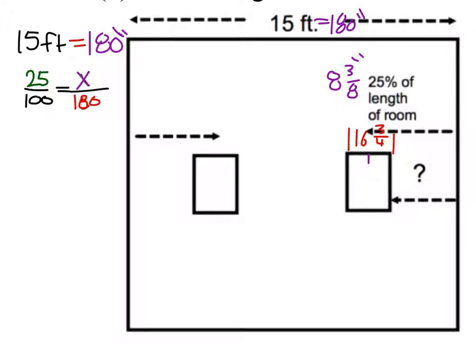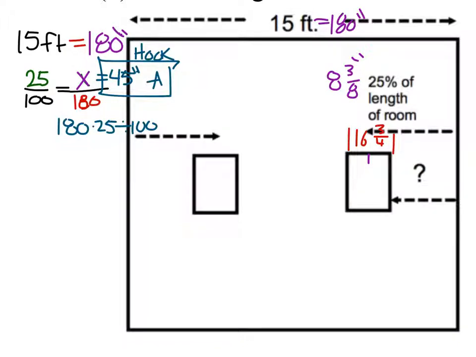So in solving this, we will multiply 180 times the 25 divided by 100. And that is 45 inches. So this is the answer for A. 45 inches is where the hook will be.